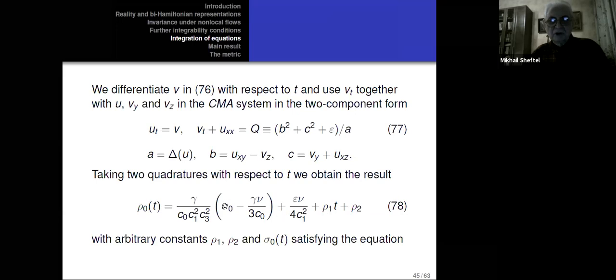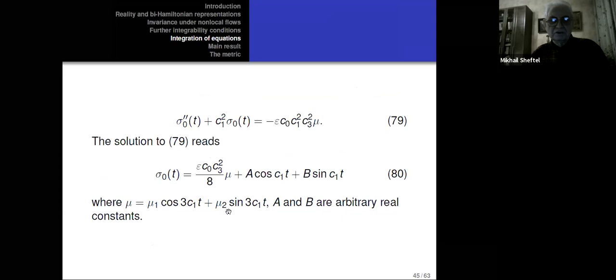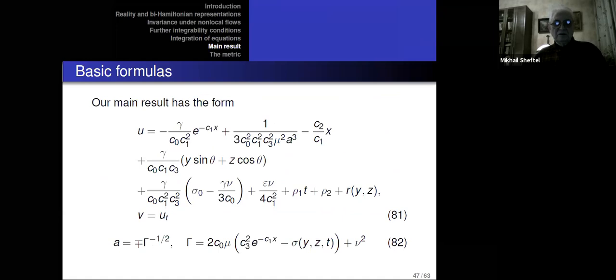And sigma O here also is a function of t only, which satisfies this equation. And the solution is this one, also very simply integrated. Now, we can formulate our main result. So we got a new solution to the complex Monge-Ampere equation. Here it is in two-component form, but of course we can always rewrite it in a one-component form and come back to the original complex variables, which I don't do.